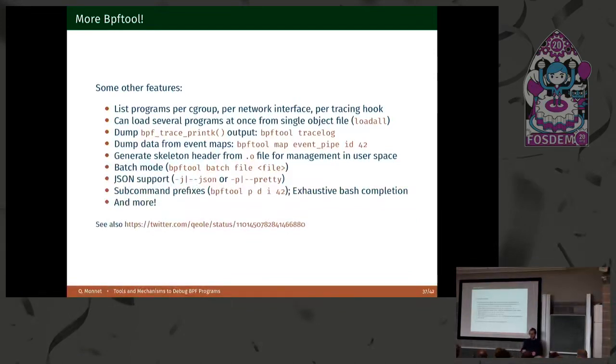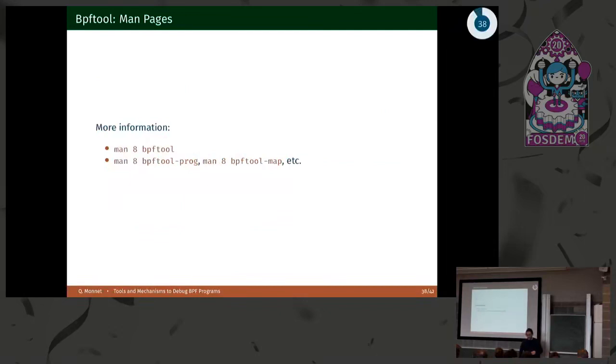There's a thing about generation of a skeleton header file, helping with writing programs for managing BPF objects, but that's pretty new. We have batch mode, we have JSON support, which is pretty nice, bash completion and more. So I had made a Twitter thread if you want to look into that. More information, obviously, there is some documentation for bpftool at least. We have man bpftool and different man pages for the different subcommands. So bpftool prog, bpftool map, and so on.